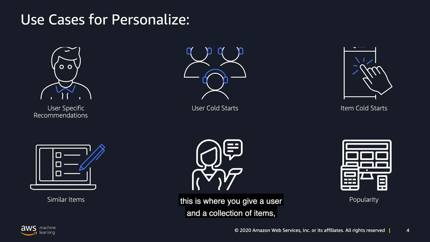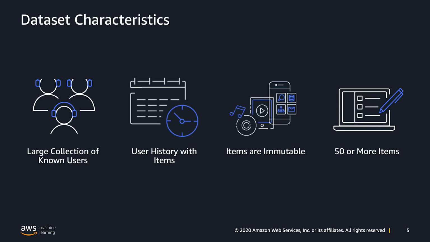Personalized ranking, this is where you give a user and a collection of items and Personalize will reorder them in most probable likelihood for your particular user. And then there's popularity. This is just counting what are the most popular items in terms of raw interaction count numbers on your platform. And we would consider this the worst baseline for recommendation. So we always want to be doing better than popularity.